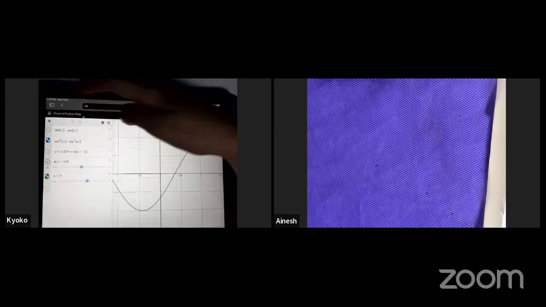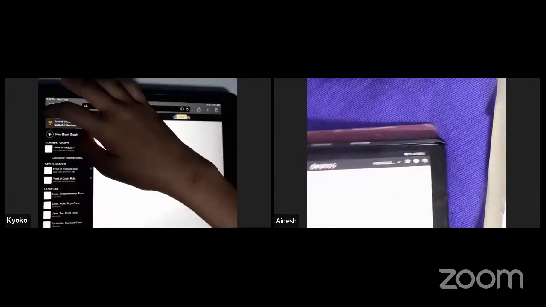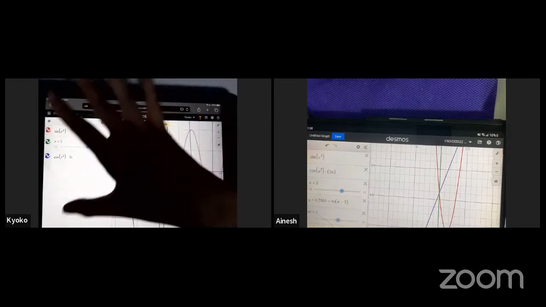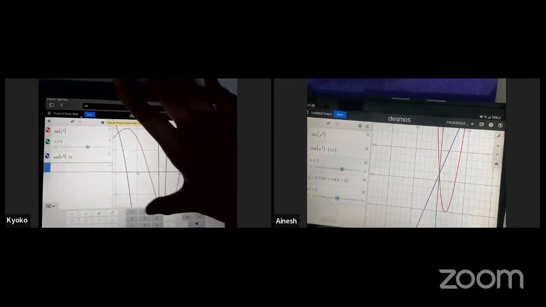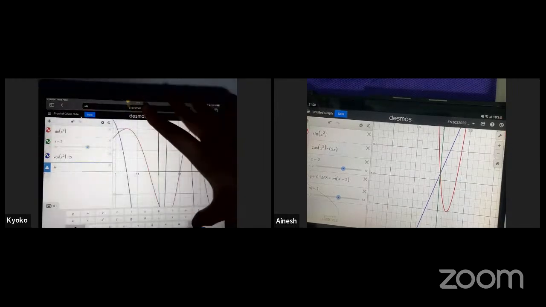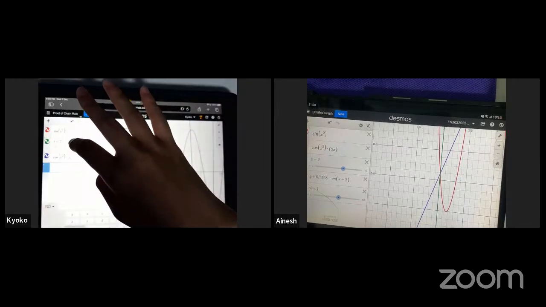Okay. Did I do this right? Let me see. Move up, move left. Yeah, thank you. Move up, move left. Right. So you have the M set up, you have the X equals 2, and then so, okay. So let me see your X.